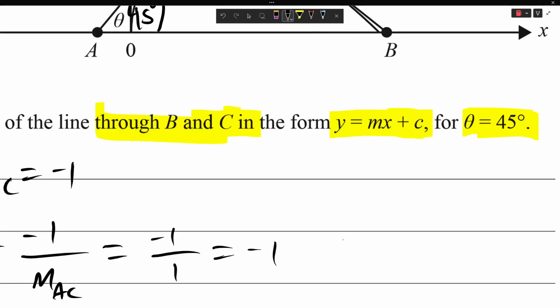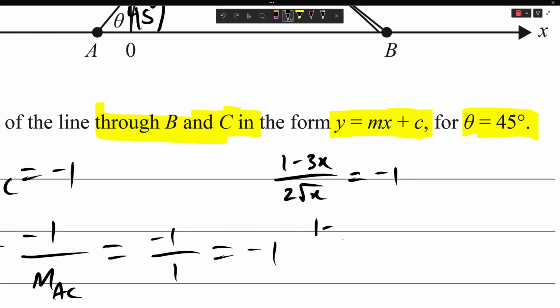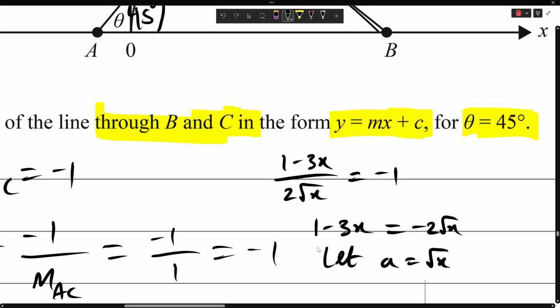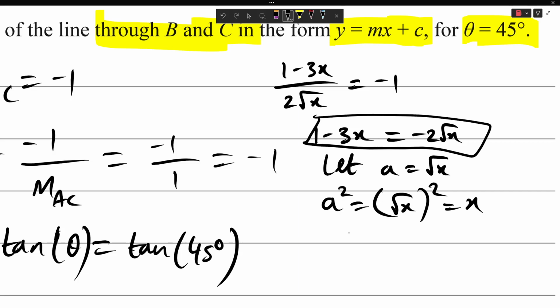So let's go through with this calculation. We know that the gradient function is (1 minus 3x) over 2 root x, and we want this to be equal to -1. Then we get 1 minus 3x is equal to -2 root x. This is a little bit tricky to solve, so I'm going to let a equal root x. Then, from the way I've defined it, we know a squared is going to be equal to the square root of x squared, which is just x. So this I can rewrite as 1 minus 3a squared is equal to -2a.